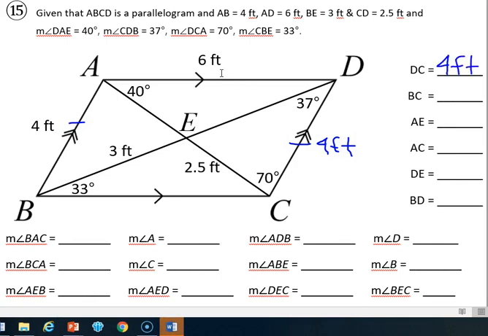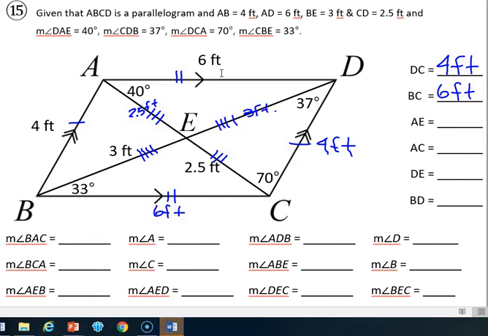DC, right? Then we know also that this 6 feet is congruent with its opposite side. So this would be 6 feet down here. And that's what would go over here. Then we have that our diagonals bisect each other. That's our next rule. So we have that this part of the diagonal is congruent with that one, and this part is congruent with this one. So I'm going to put my 2.5 feet up here, and I'm going to put my 3 feet over here.